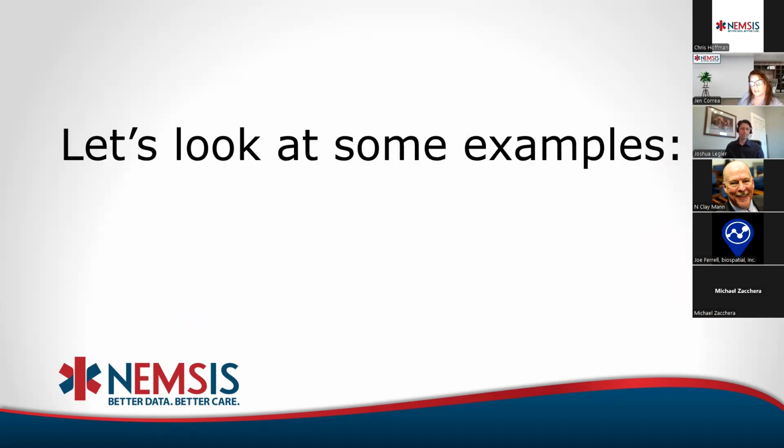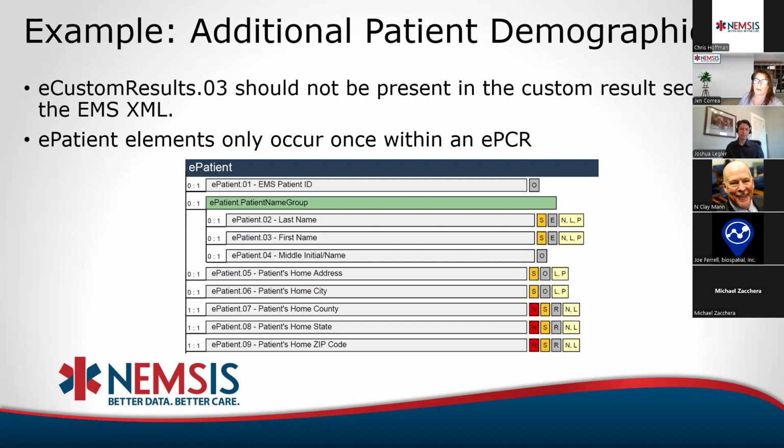All right, and now let's look at some examples because I am sure I have lost about half of the folks on the call because this is where I got confused. So the first thing we're going to do is in addition to the patient demographics, the e-custom results 03 will not be present because the e-patient elements only occur once within an ePCR, right? So you kind of look over here and you see that the recurrence is one time for this group. And you know that somewhere in here, we're going to add something. So it could only possibly exist in that one place, that one time that it's going to show up in the XML.